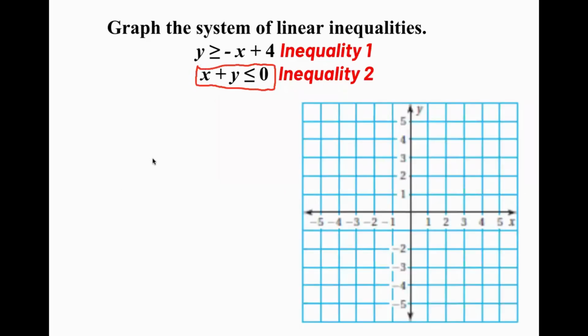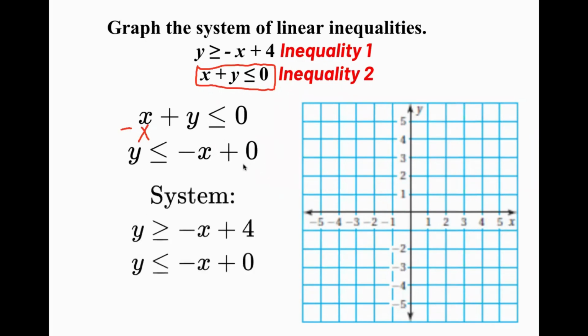So if we have x plus y is less than or equal to 0, to isolate y, you would simply subtract x, and then that would give you y is less than or equal to negative x plus 0. And now that you have both of your equations in slope-intercept form, you can go ahead and graph them.